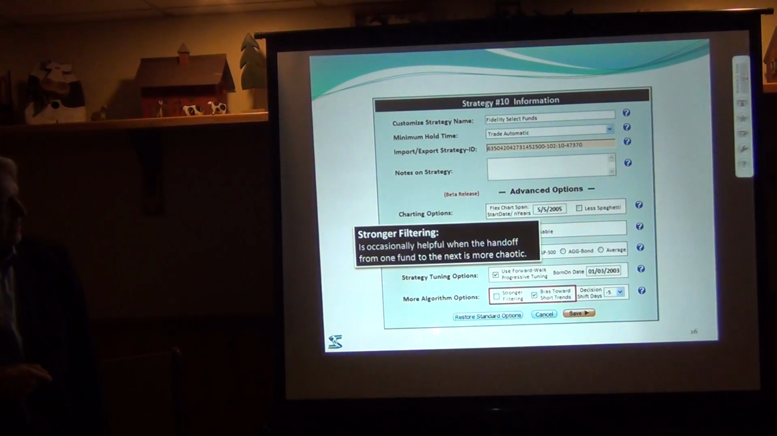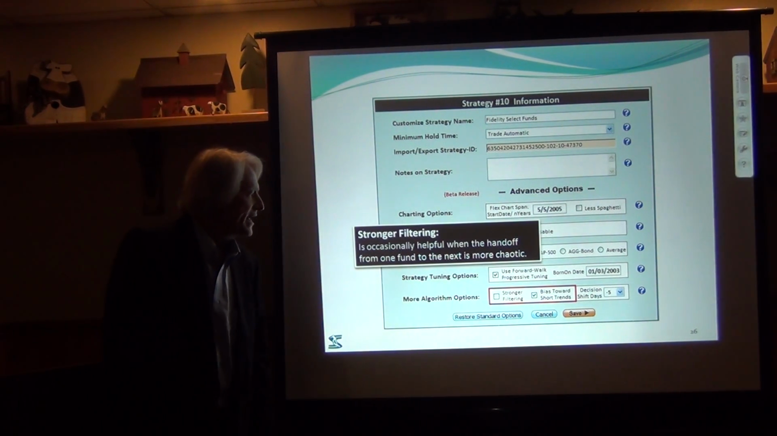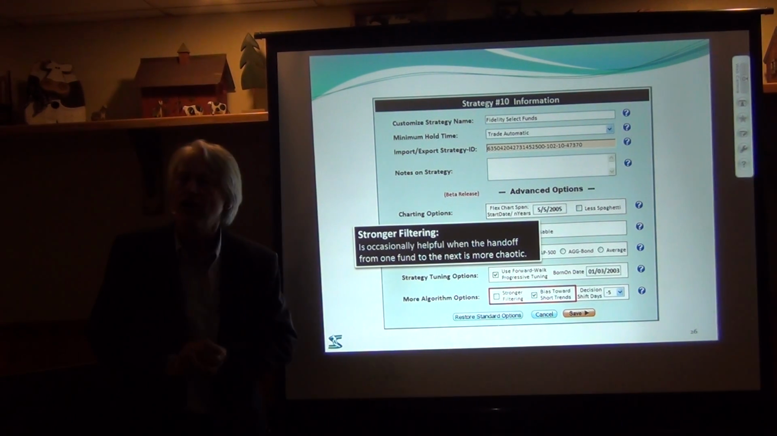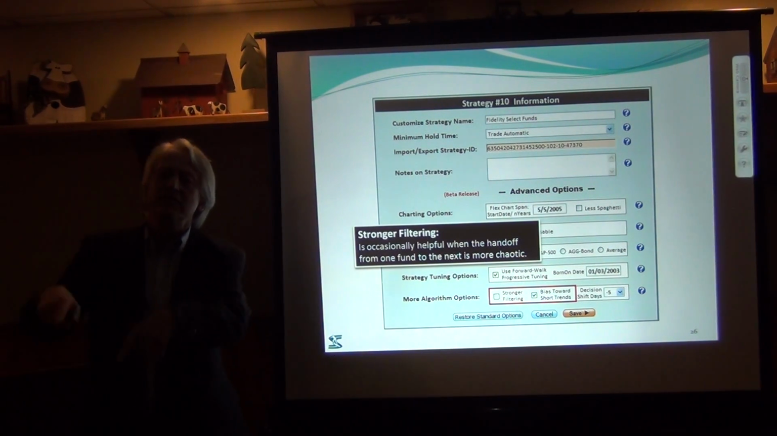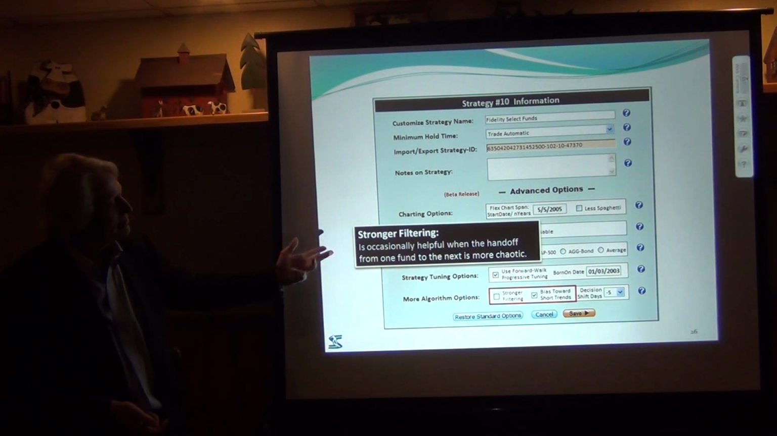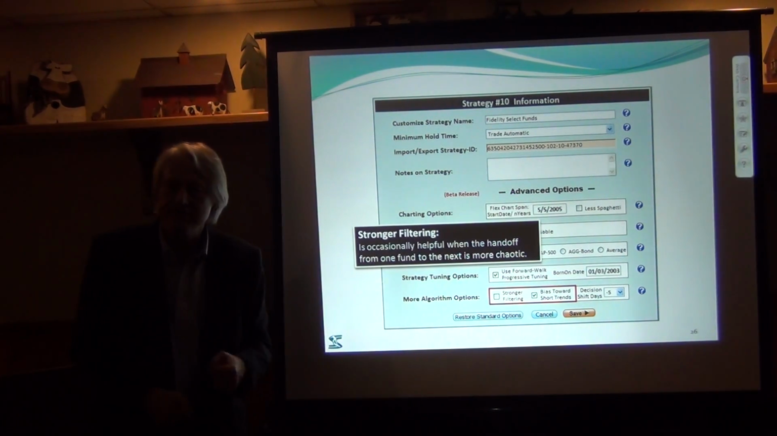So now we have these last two things here. Stronger filtering. It's occasionally helpful when the handoff from one fund to the next is a little chaotic. Handoff. Well, this is about the common mode noise again. And the analogy I like to use is a handoff of some runners in a relay race.